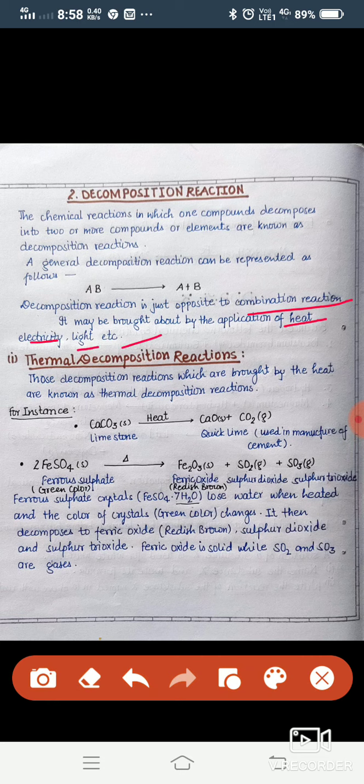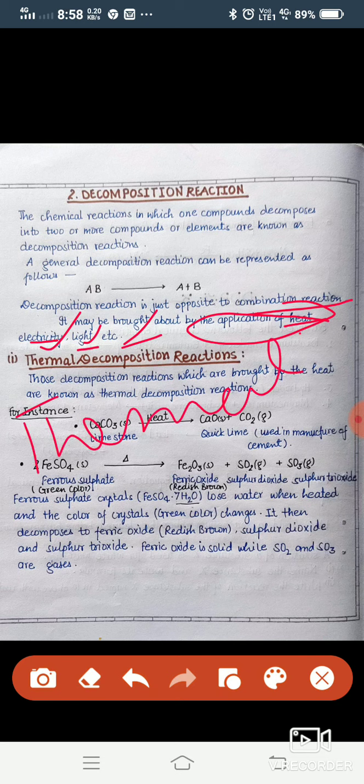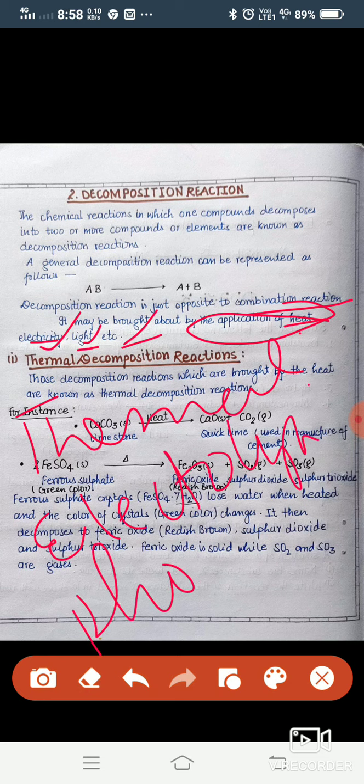Decomposition may be brought about by the application of heat, electricity, light, etc. It means any substance breaks down when we apply heat, electricity, light, etc., and the compounds decompose. So on the basis of this, decomposition reaction is of three types: thermal decomposition, electrolysis, and photolysis.